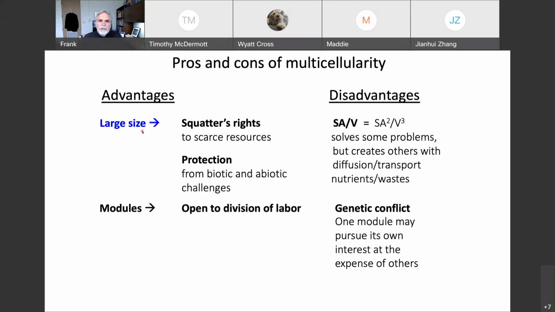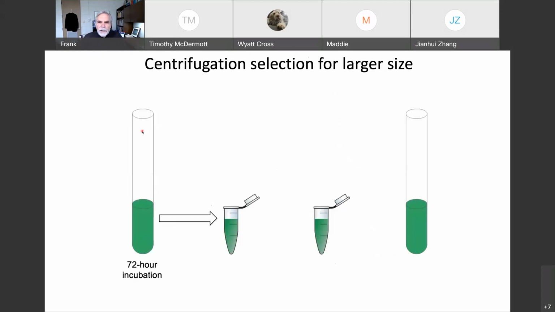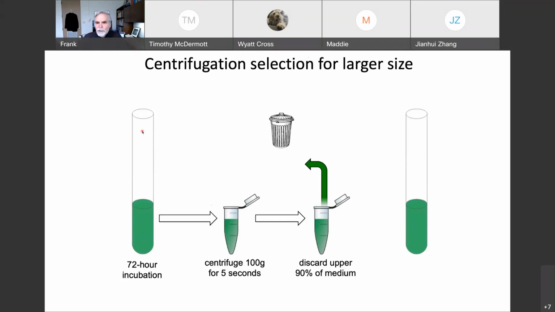All right, so large size. That should be a way that we can select in the laboratory for multicellularity. So Will and Matt did some very simple experiments using centrifugation to select for large size in Chlamydomonas reinhardtii, a unicellular organism. This is the way it goes. A short, slow spin in a microfuge tube.